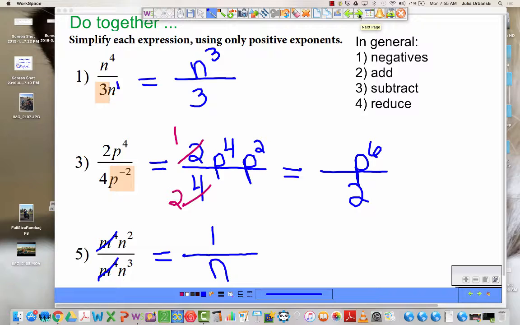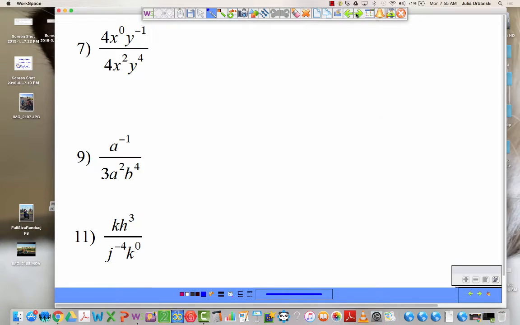Number 7. Okay, here's what I do. I write everything the same, and then I deal with my negatives. If something can cancel, that's fine too. These 4s can be gone. 4 divided by 4, they just reduce to 1. This x to the 0 can be gone. It just reduces to 1.